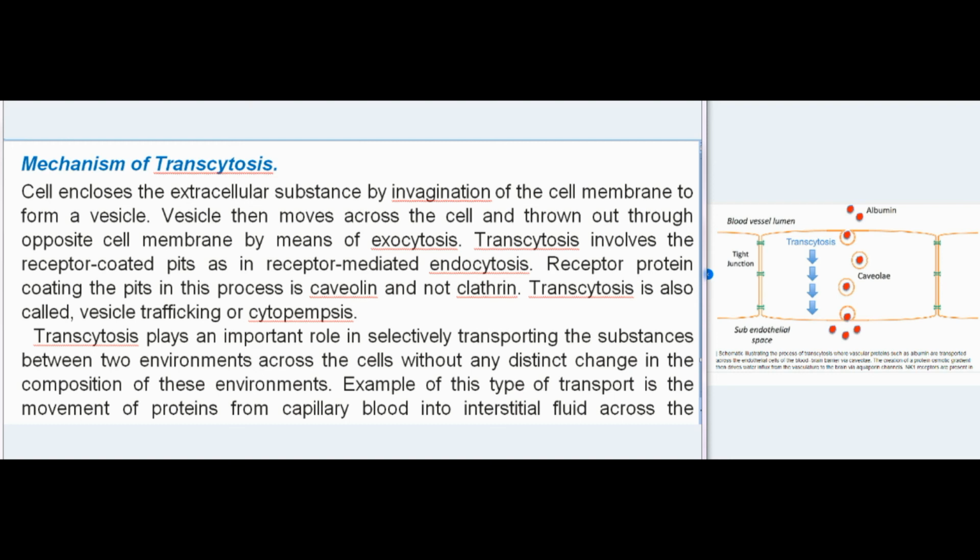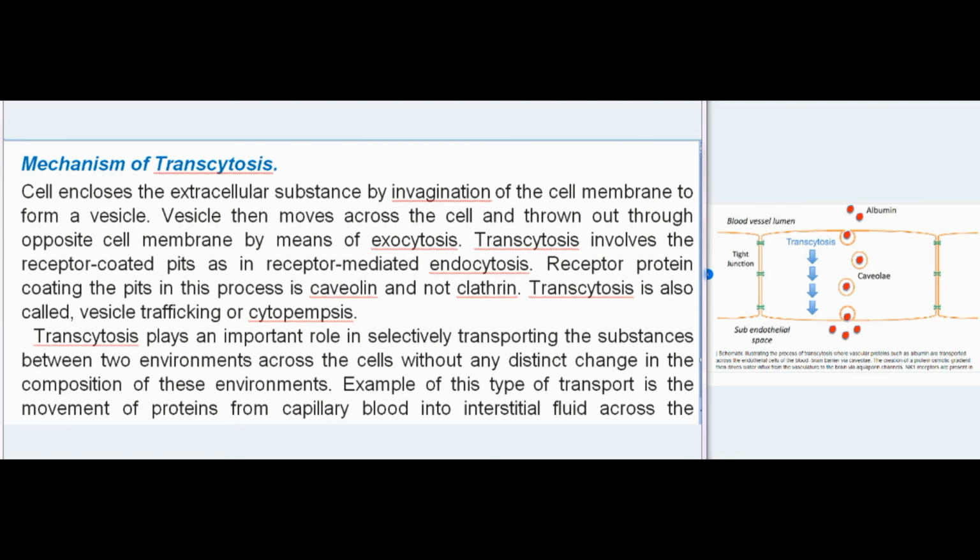Transcytosis involves receptor-coated pits as in receptor-mediated endocytosis. The receptor protein coating the pits in this process is caveolin and not clathrin. Transcytosis is also called vesicle trafficking or cytopempsis.